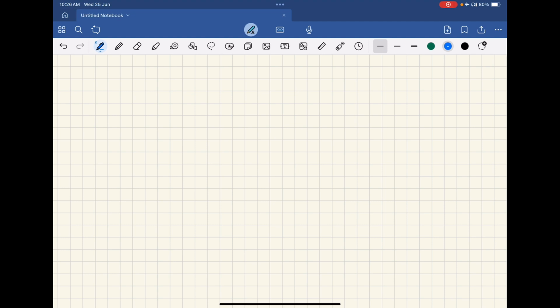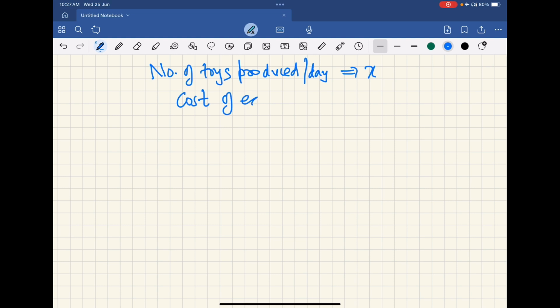Okay, so now let us assume that the number of toys produced in a day, number of toys produced per day, is x. Now the question says the cost of each toy, the production cost of each toy, so I am just writing cost, which is the production cost. So the cost of each toy according to the question is 55 minus x. Okay, that is what the question is saying.